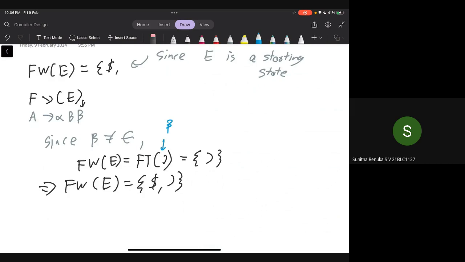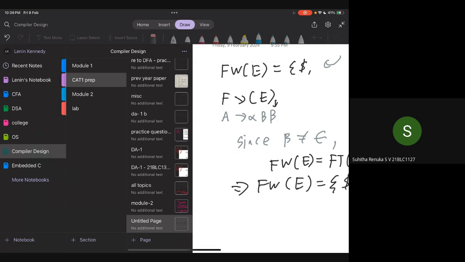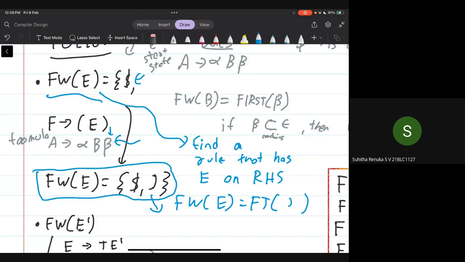One minute, Lennon. What are you doing? Arjish is asking a doubt. Whenever it is not nullable, what happens to first? Do that later, let me finish this and go. I don't know, Arjish. Yeah, continue, Lennon.